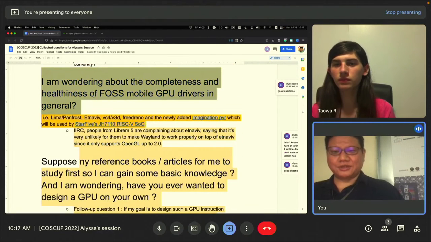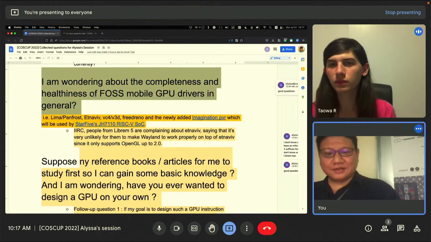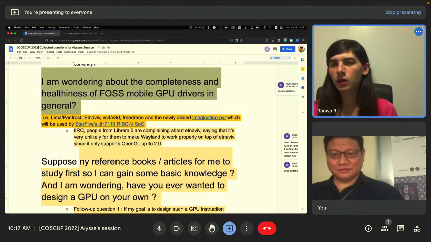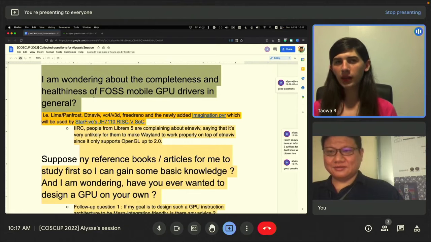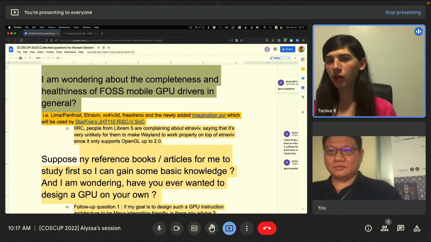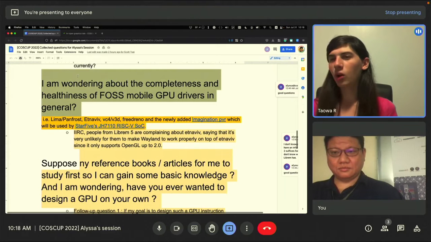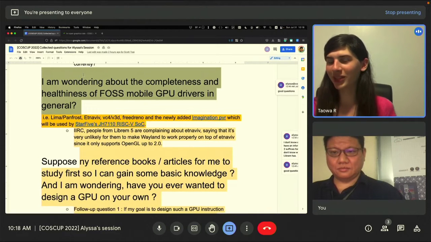So this question is about the completeness and healthiness of the FOSS mobile GPU drivers in general. How would you characterize them? On the one hand, I can be very pessimistic and note that almost all of the GPU drivers in question are running on very small teams compared to the proprietary counterparts, and so there is a limit on how much we can do. The Panfrost team has never been more than a couple of people at the same time, and usually only one full-time at a given time. I don't know exactly how many people are employees working on their tracker, but it's a lot more than one.